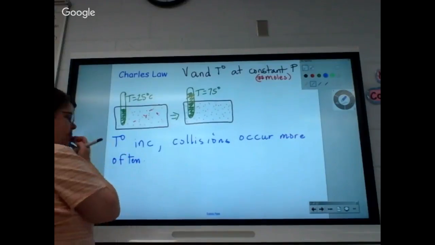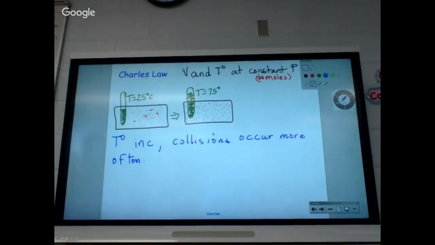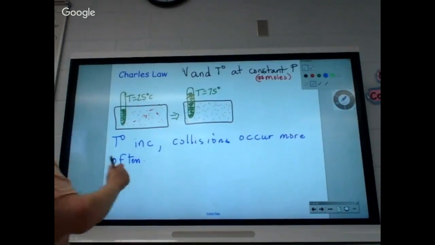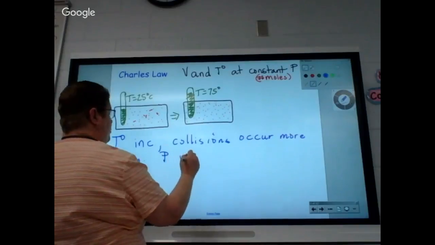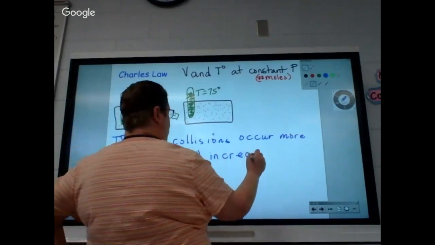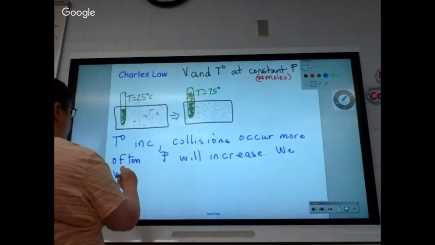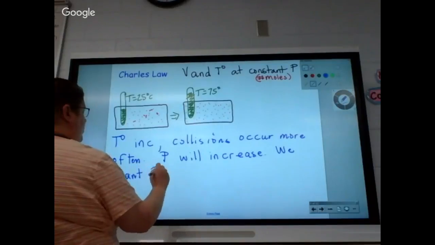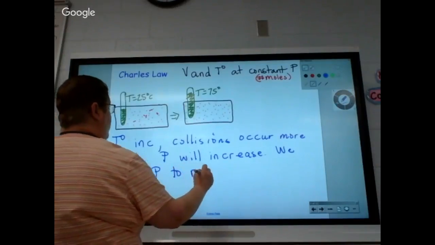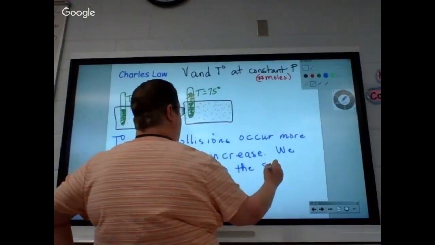All right, so if collisions occur more often, what's going to happen to pressure? Pressure's going to go up. Okay, pressure will increase. Okay, we want pressure to remain the same.